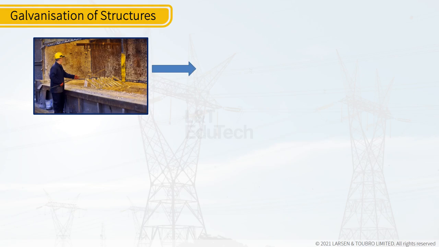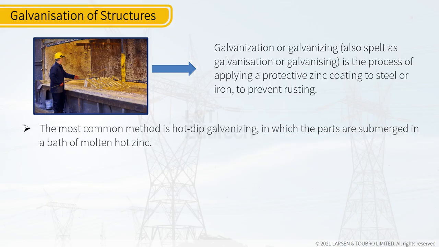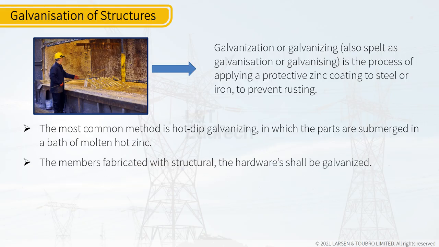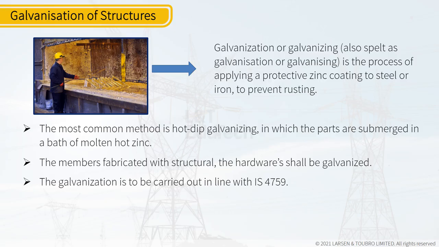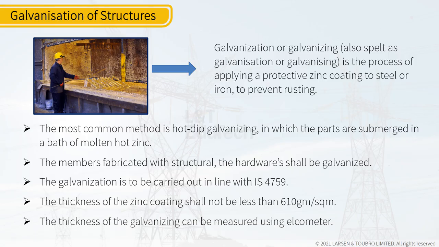What is galvanization? Galvanization or galvanizing is the process of applying a protective zinc coating to steel or iron to prevent rusting. The most common method is hot dip galvanizing, in which the parts are submerged in a bath of molten hot zinc. The members fabricated with structural, the hardware shall be galvanized. The galvanization is to be carried out in line with IS 4759. The thickness of the zinc coating shall not be less than 610 grams per square meter. The thickness of the galvanizing can be measured using an Elcometer.